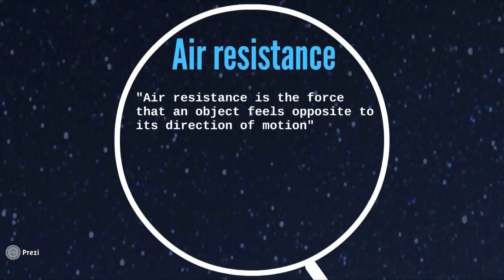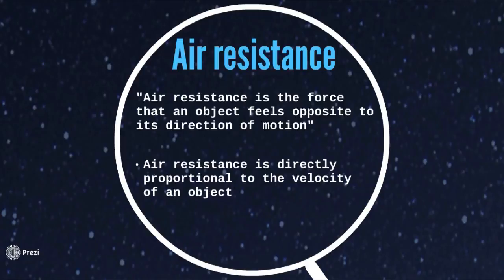Well, imagine you riding a motorcycle. The faster you ride, the more force you feel acting opposite to your direction of motion. This happens because the force with which you are hitting the air molecules with, they hit you back with the same amount of force but in the opposite direction to your motion. So thus we can say that the air resistance is directly proportional to the velocity of an object. The faster you ride, the more force you feel opposite to your direction of motion.